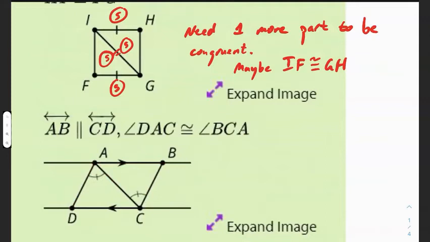Let's see, what did they tell us? They told us that AB is parallel to CD, which means this line here and this line here are parallel. That's good to know. What does that give us? Let's see.